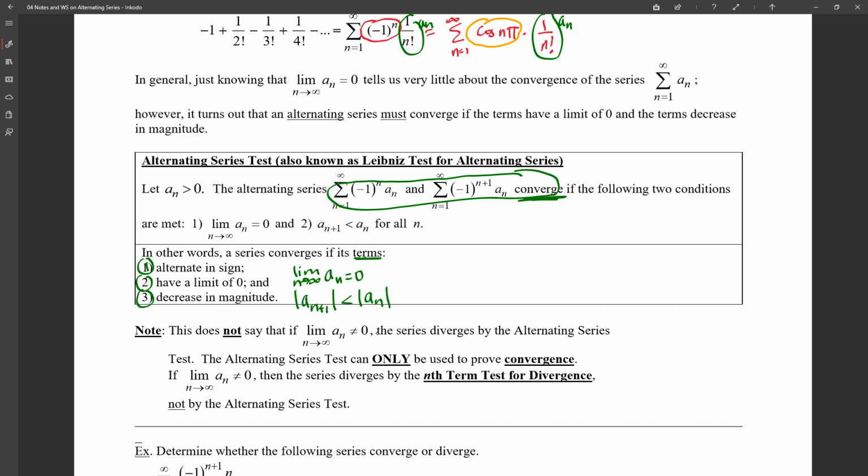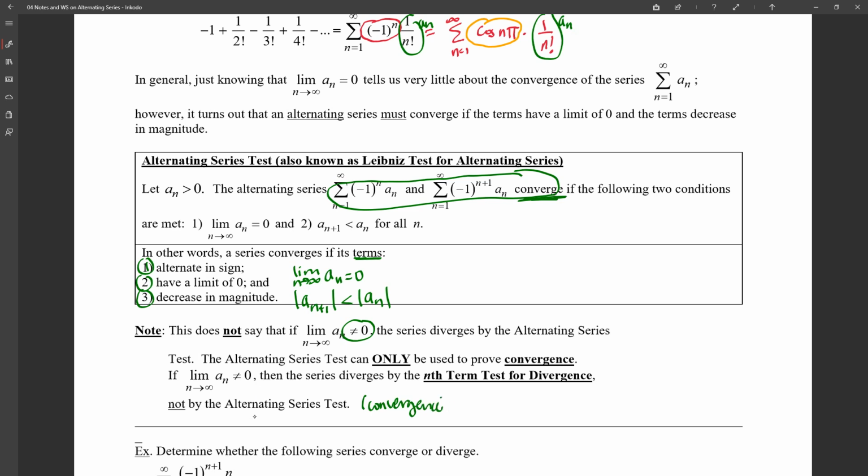All right, so make sure you understand that if you figure out that this second condition is not met, that the limit is not equal to 0, then you cannot use this alternating series convergence test. If the limit of a sub n is not equal to 0, then your series is going to diverge by the nth term test for divergence, not by the alternating series test. Why? Because the alternating series test is only a convergence test.